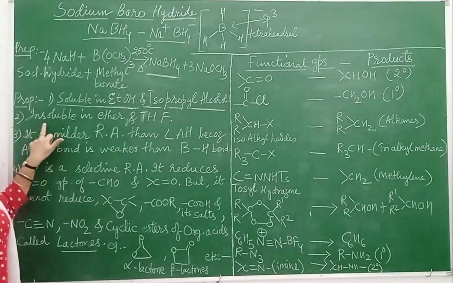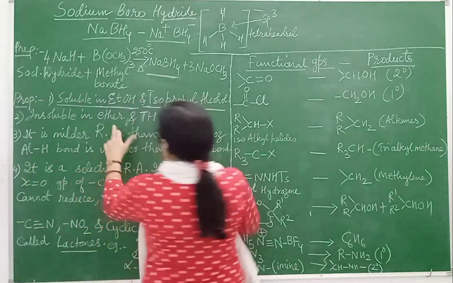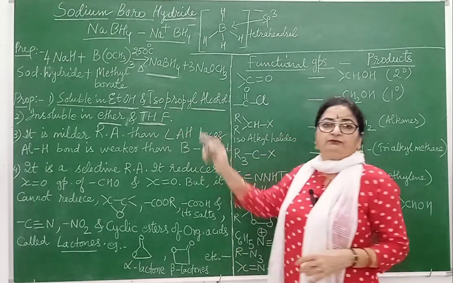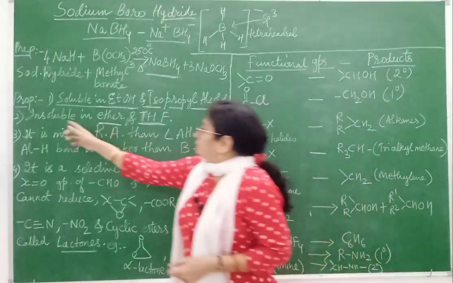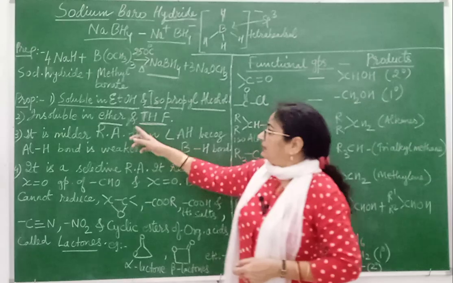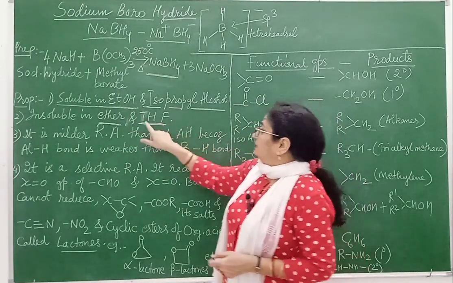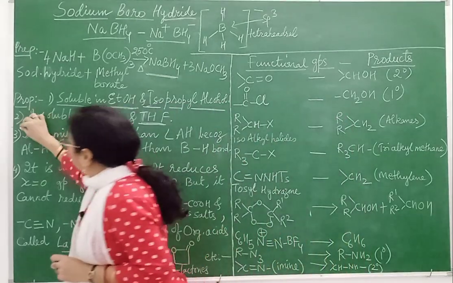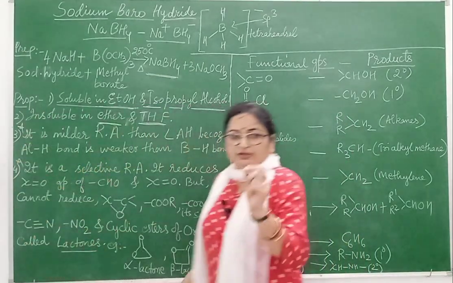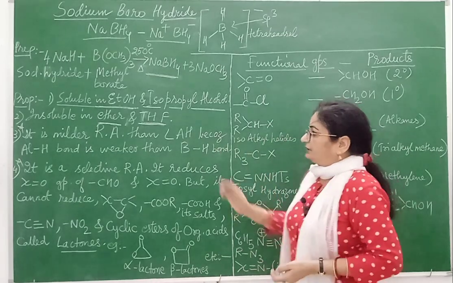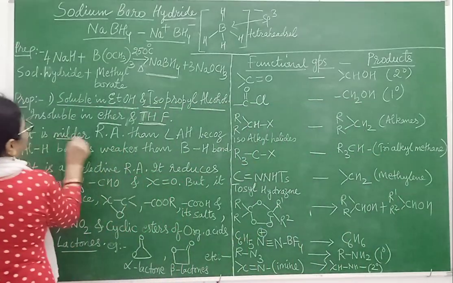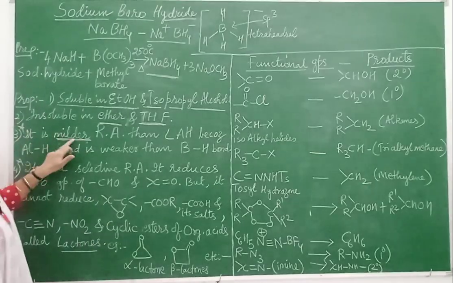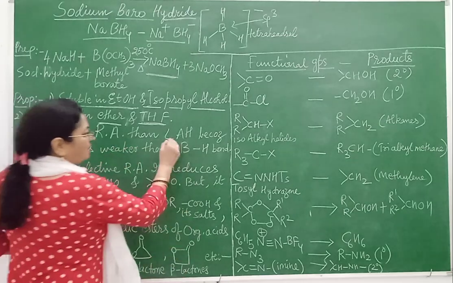Now let's see the next point. It is insoluble in ether and THF. So these 2 points are different from lithium aluminum hydride. Sodium borohydride is insoluble in ether and tetrahydrofuran, that is THF. Next, the third and fourth points are very important, just concentrate on them. It is a milder reducing agent. Milder means slightly weaker than lithium aluminum hydride. It is a milder reducing agent than LAH.